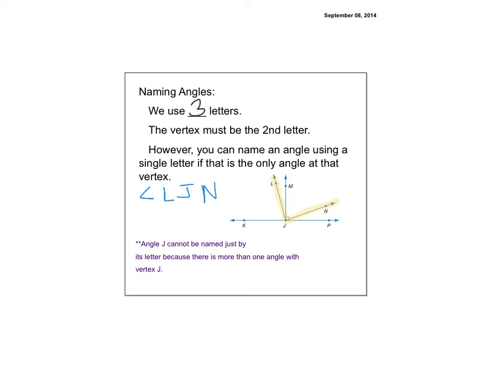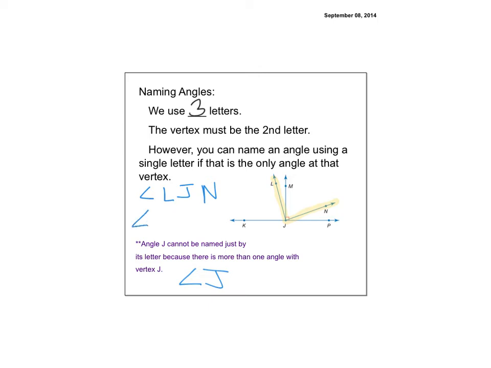Now there are cases in which we can name an angle with one letter. But I couldn't name it in this case just angle J because I wouldn't know which angle we're talking about. There are so many angles that have a vertex of J that there would be no way to conclude which angle we were referring to. So that's why we can use three letters.